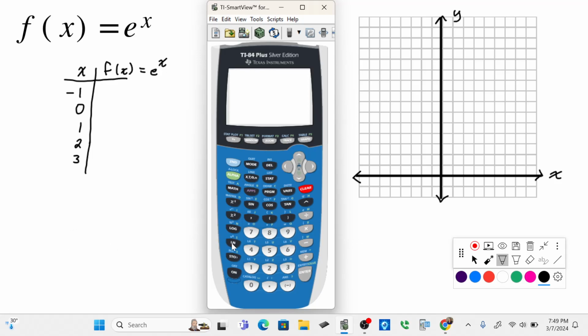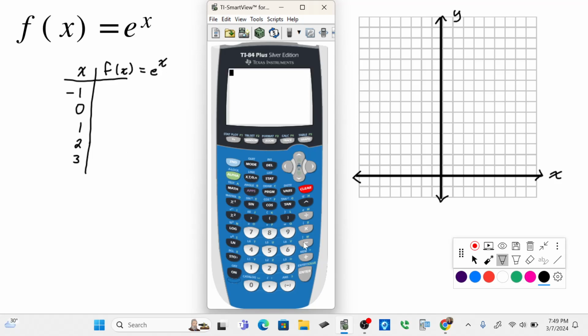It is located with your natural log button. You have to press the blue second button and then natural log to get the e. So I will be using the calculator to help me create a table so that I can then plot some points on my graph and show you the shape of the graph of e to the x and also talk about some features. So let's start with e to the negative 1.